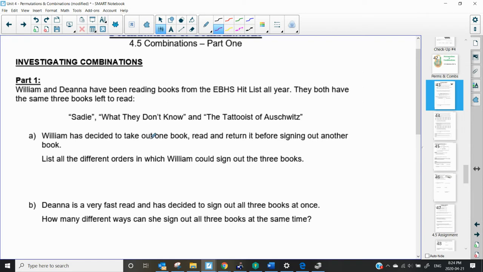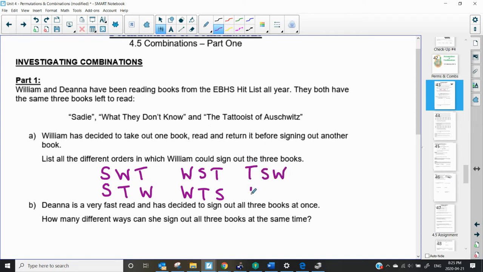And so William, again, he's taking out one book at a time. We're going to list all the different orders that William can sign out those three books. And so he can sign out Sadie, and then What They Don't Know, and then The Tattooist. He could do STW. He could start with What They Don't Know, and then S and T, or WTS. We could also have TSW and TWS. So if we look at that, there are 6 different ways that William can sign out those books.